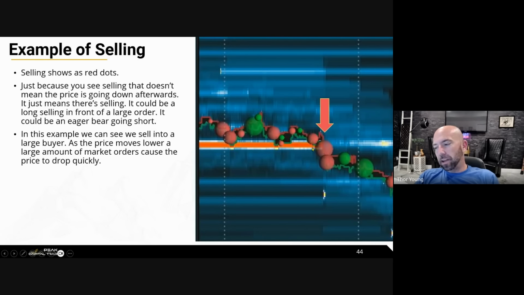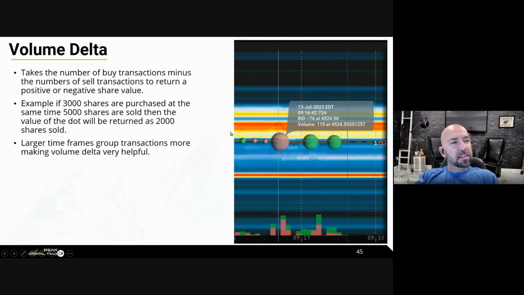But notice you've got to have the large red dots. See how we get the big dots, and that's what allows us to sell through. You have to have market orders to move, right? So you have to keep that in mind. All right, so let's see here.